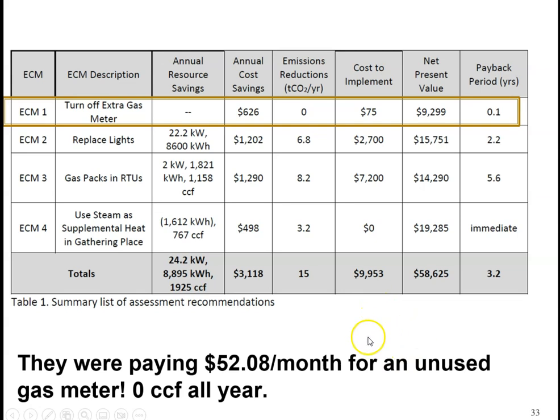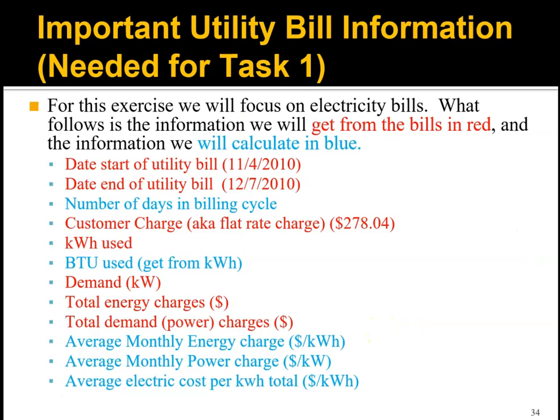Okay, so the point here is that customer charge, that flat rate charge, happens no matter if you use any energy or not. And so that's important to pick out, and you'll put that on your spreadsheet. Okay, so there's your customer charge.